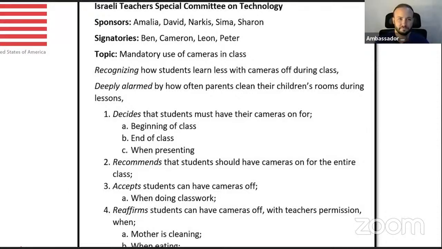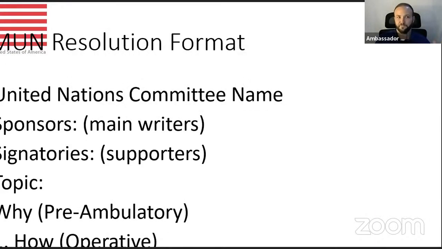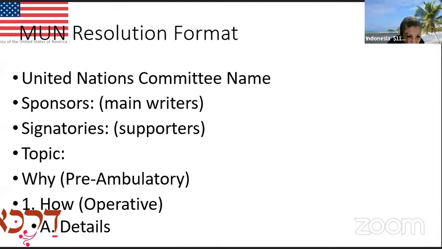Sponsors, let's say it's Amalia, David, Narkis, Sima, and Shen. Let's say these are the sponsors. Okay, signatories: Ben, Cameron, Leon, and Peter. You see that they're both alphabetical. Oh, so it has to be alphabetical. Yes. Okay. Topic: mandatory use of cameras in class. Okay, so see how clear it is. Even though this is about people in real life, we see there are the sponsors. So the committee name, sponsors, signatories, topic.